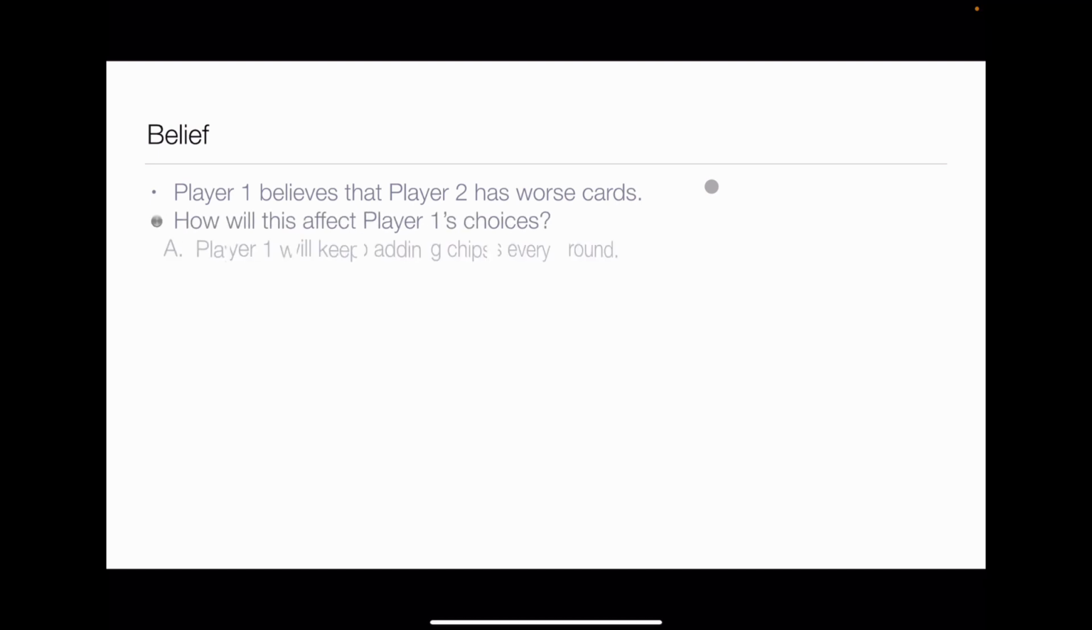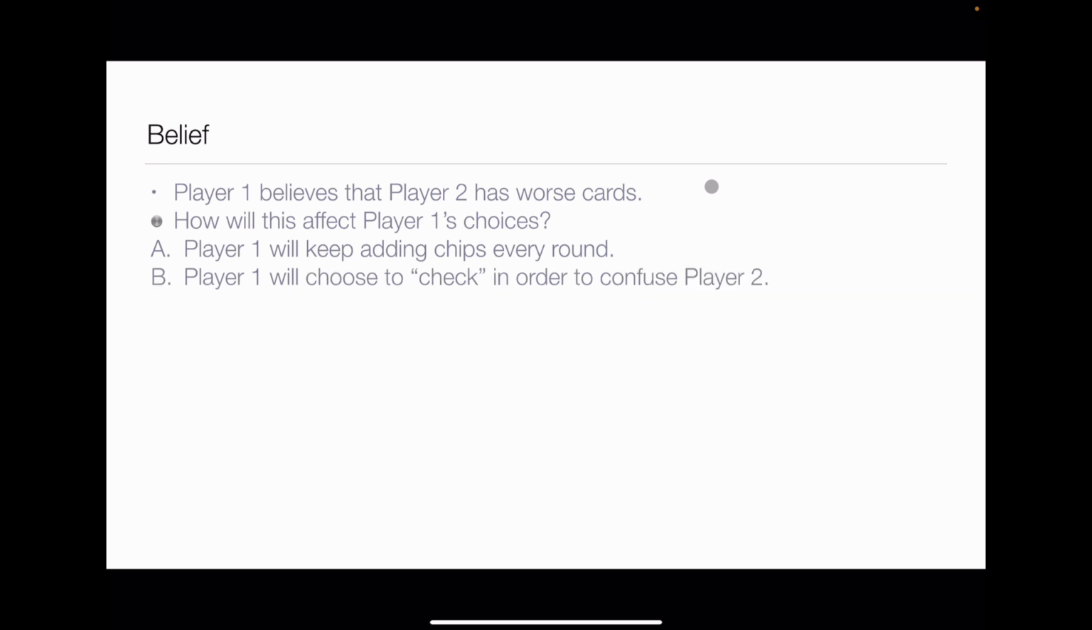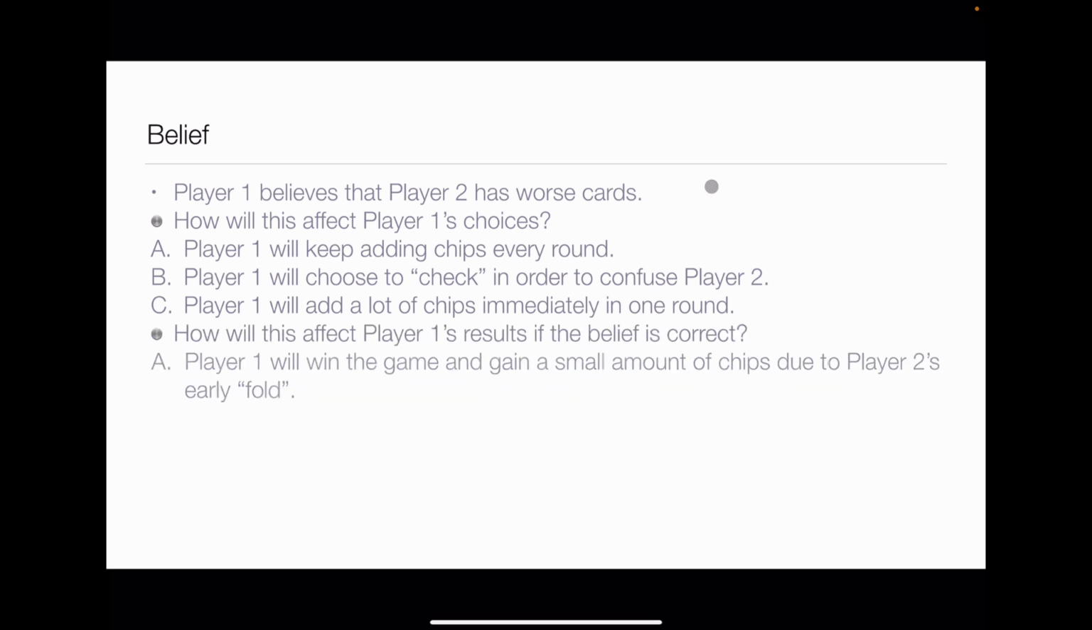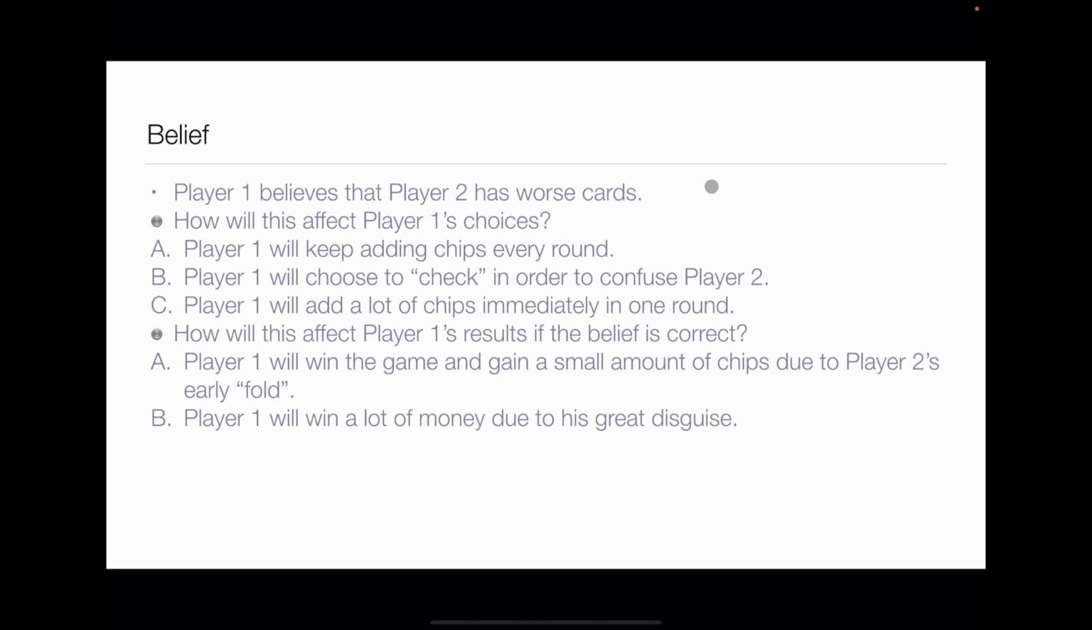Or player 1 may believe that player 2 has worse cards. By thinking of that, player 1 will keep adding chips every round, or he will choose to check in order to confuse player 2. Player 1 may also add a lot of chips immediately in one round due to his confidence. If his belief is correct, player 1 will win the game and gain a small amount of chips due to player 2's early fold. Or player 1 will win a lot of money due to his great disguise.